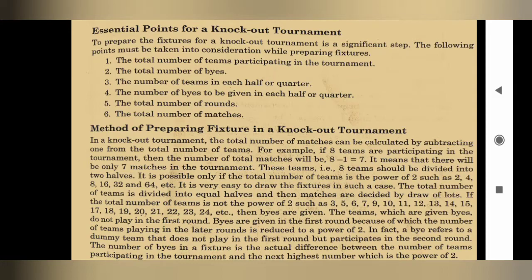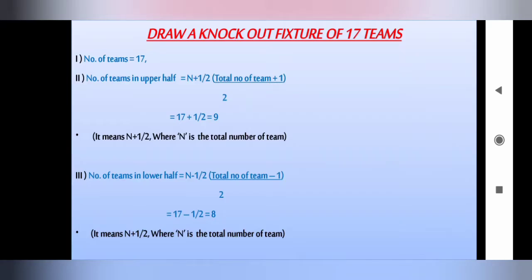Okay, so let's move to the next page. On the next page there is an example of how to use the odd formulas, how to calculate the byes, and how to distribute all the byes in a knockout fixture. The first point is the number of teams. The question is to draw a knockout fixture of 70 teams.